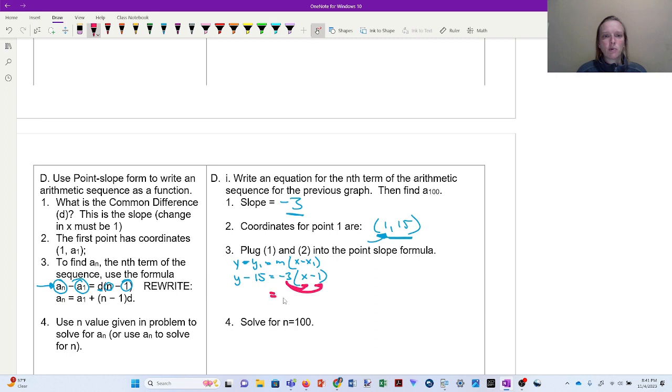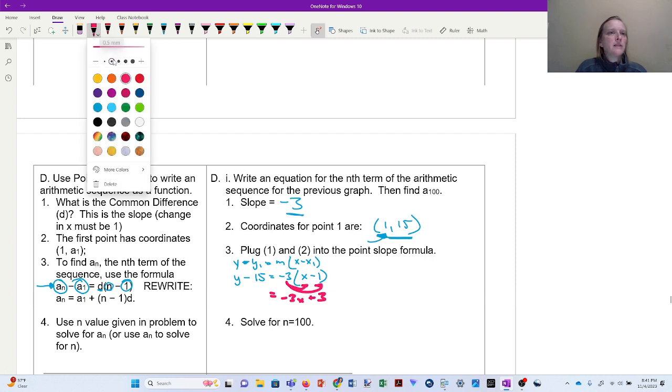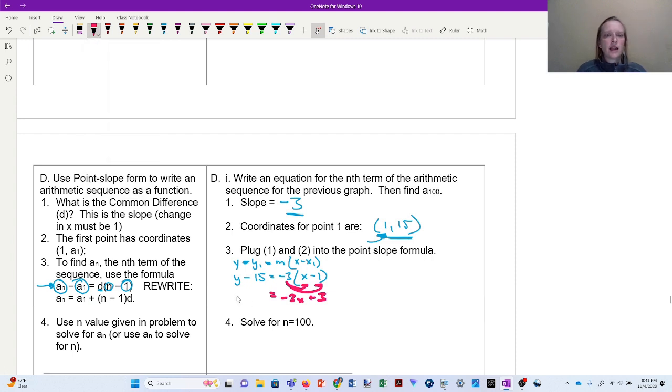I'll use the distributive property, so I have -3x plus 3. And on this side I have y minus 15. And now I can add 15 to both sides of the equation. So I get y equals -3x plus 18.